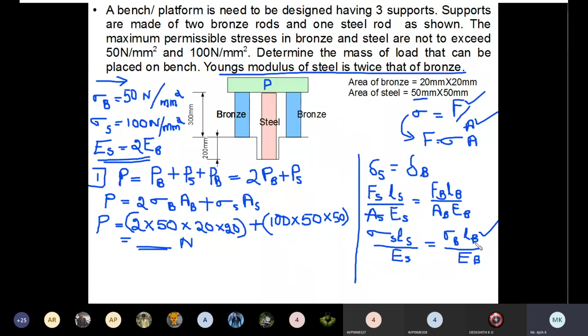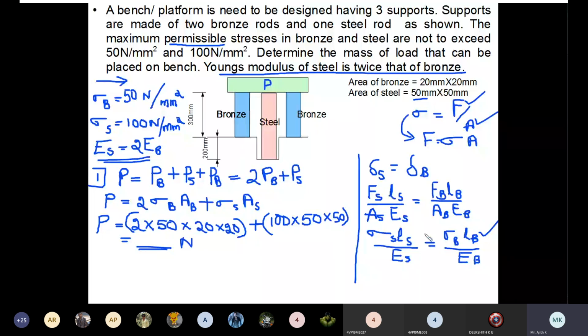The mistake is that with the sigma value given in the question, there is a word called permissible. Its meaning is that the maximum permissible stresses in bronze and steel should not exceed 50 Newton per mm square and 100 Newton per mm square. That means the actual stress developed is not 50 and 100. Actual developed will be less than 50 and 100. But according to the given condition, maximum stress should not exceed 50 and 100.